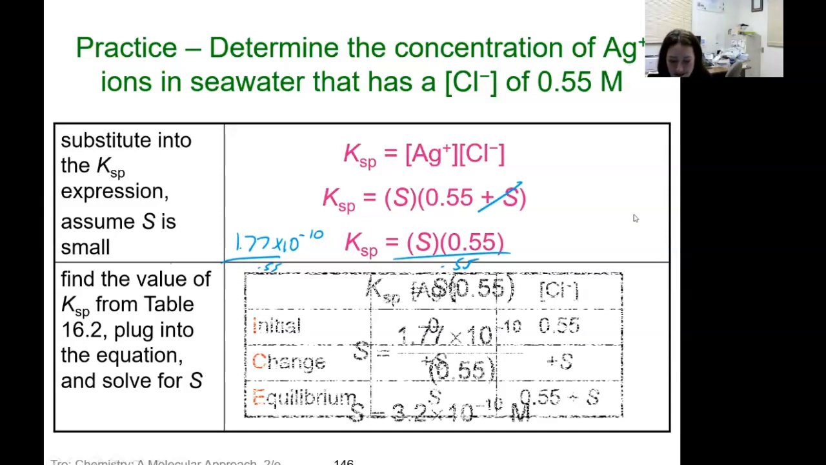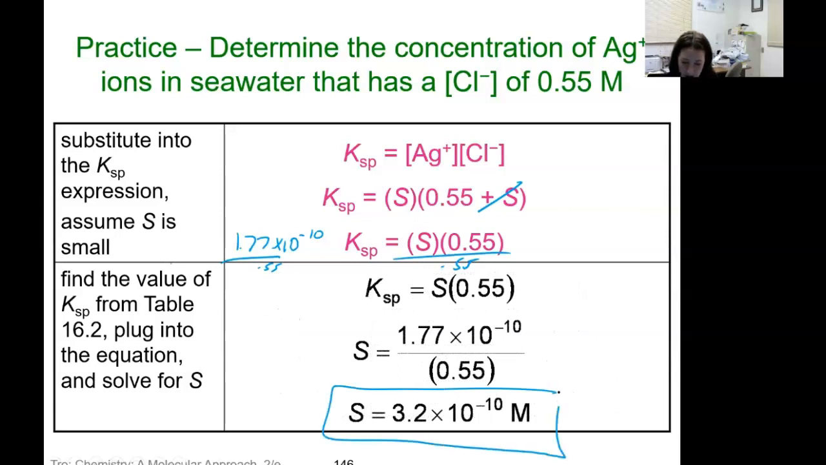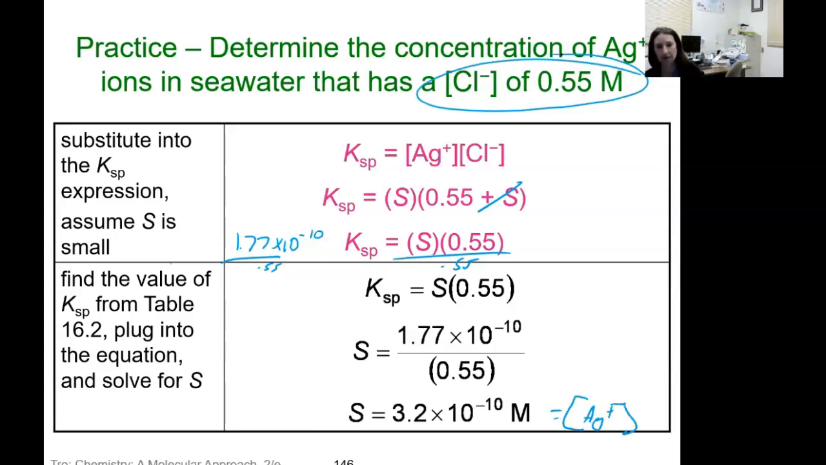So these ones, not so bad. This is the concentration of our Ag plus in seawater. Okay, so now, pretty simple. These ones aren't so bad. So what about how pH affects these insoluble compounds?